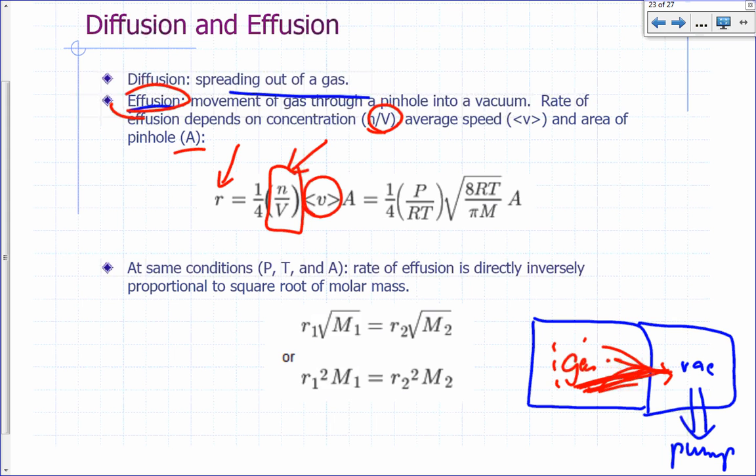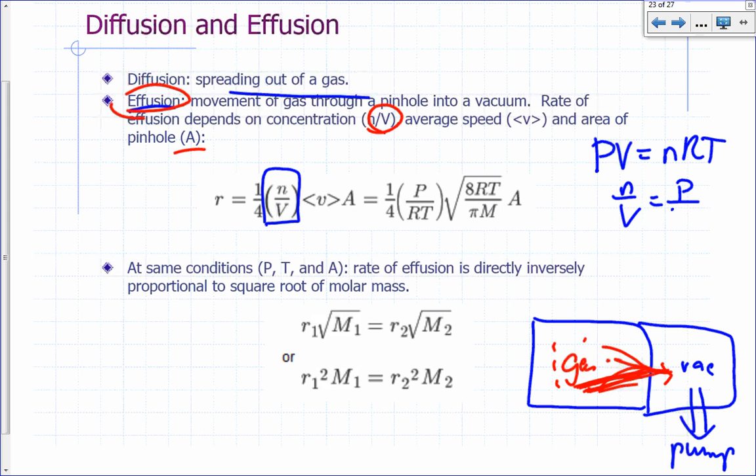It also depends on the area of the pinhole. The larger the area of the pinhole, the more molecules are able to pass through. So the rate of effusion depends on these three factors. The number of moles divided by the volume, that's a concentration. If you look at the ideal gas law, N over V is just P over RT, so that's P over RT right there. The average speed we showed earlier is square root of 8RT over pi m, and then there's the area right there. So that would be the rate of effusion out of a chamber.